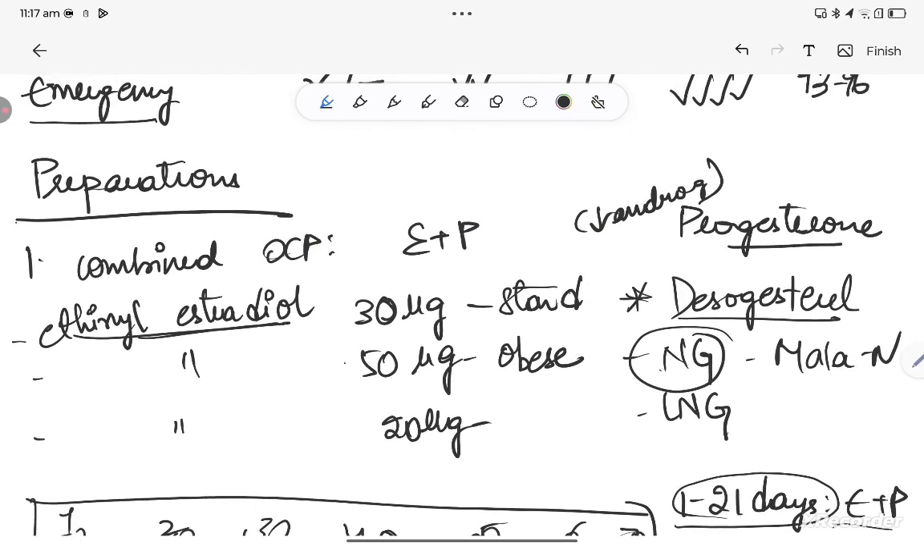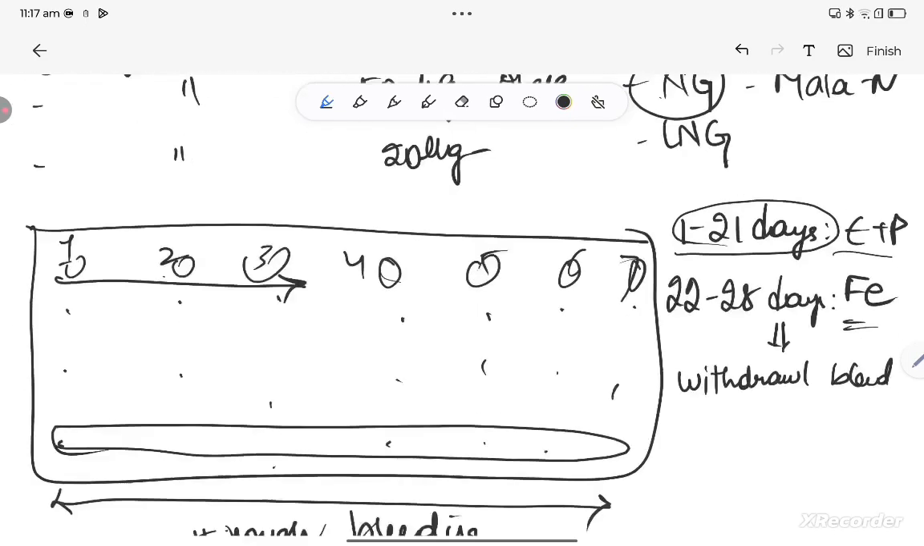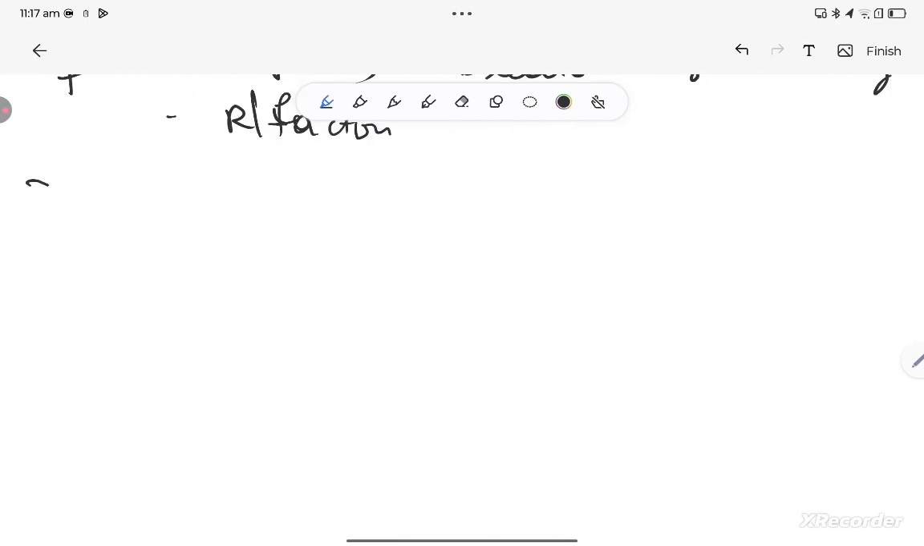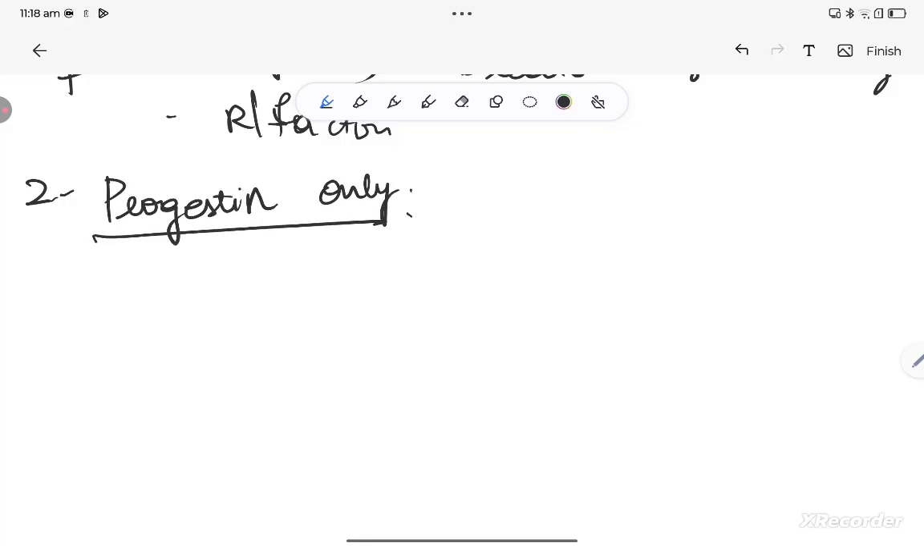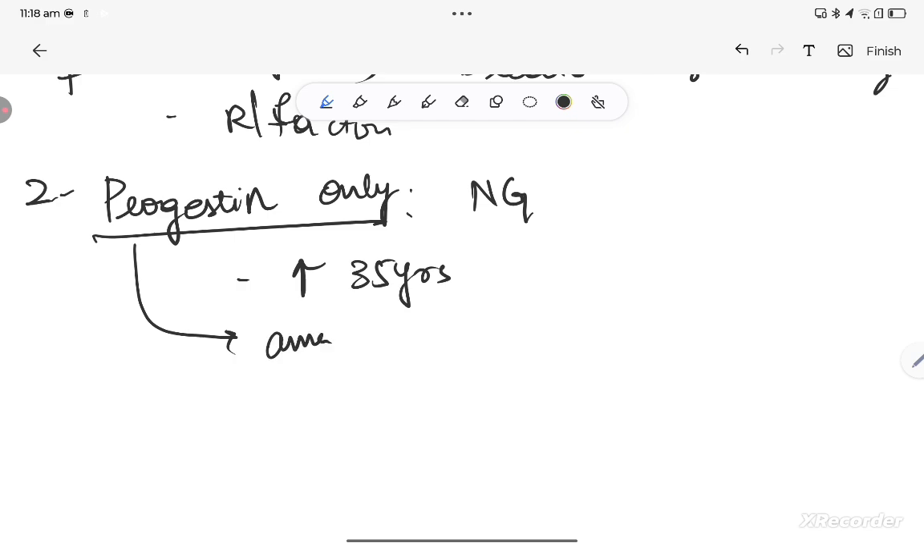And how do we use them? Now, let us talk about the progestin-only pill. I am talking only about preparations here. Progestin-only pill primarily contains only progestin. Usually, norgestrel is preferred and is given only in females who are more than 35 years of age. And if a patient is on progesterone-only pill and if amenorrhea is present for more than 2 cycles, then UPT must be done because of high failure rates.